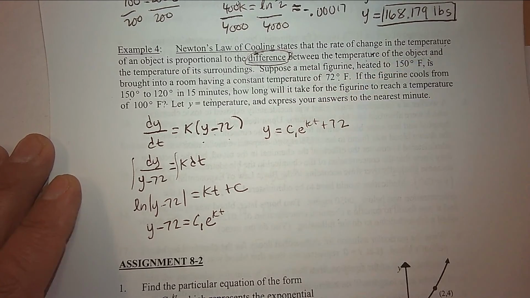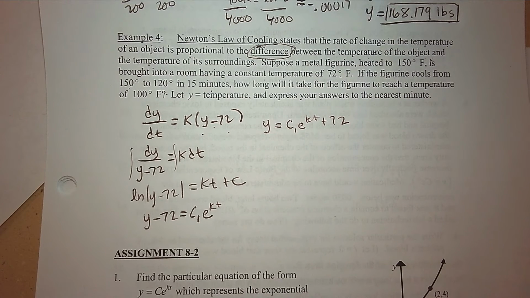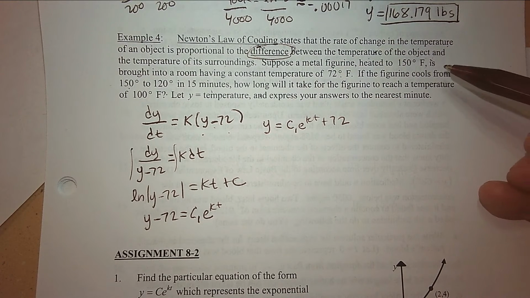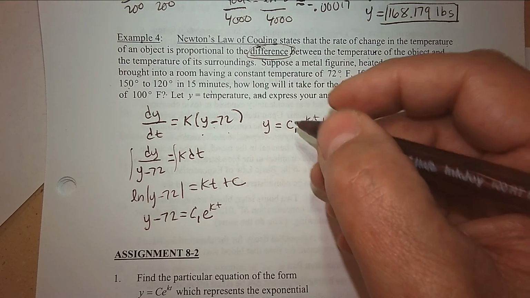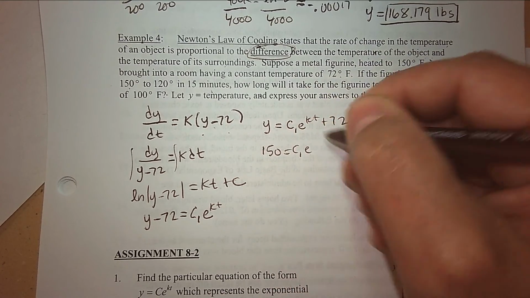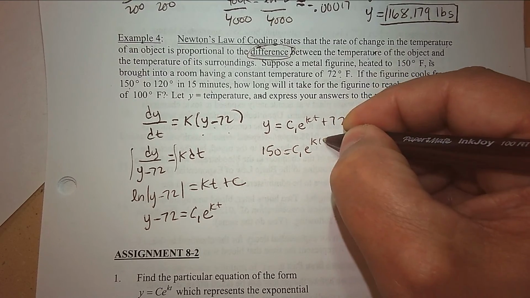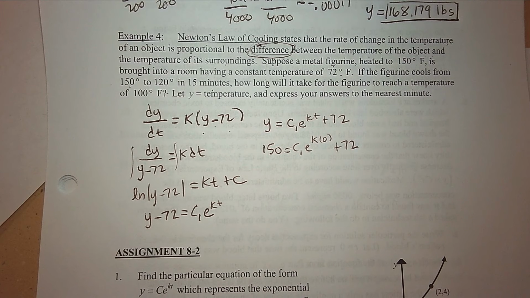All right, can we solve for the constant? So what do I know? So we'll start. What's the initial temperature? 150. So y is going to be 150. Because I said initial, that means time is 0. So initial means 0, right? Before the time starts timing off.